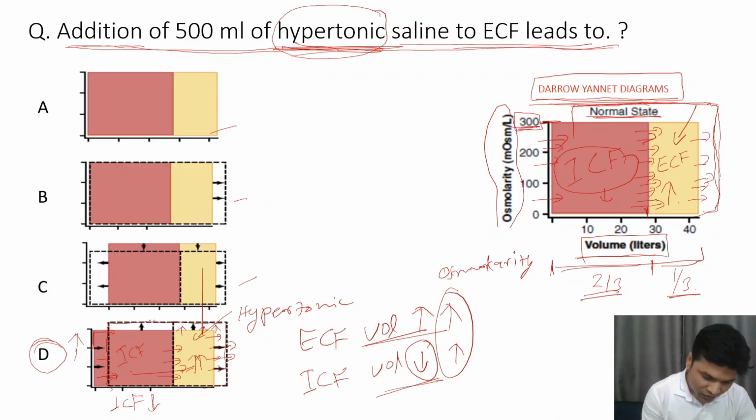Is it clear? So now let's see the other diagram. What is the other diagram? This is the normal diagram, this is the normal line.